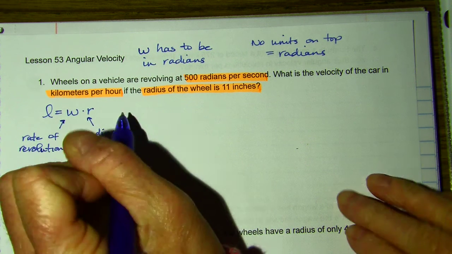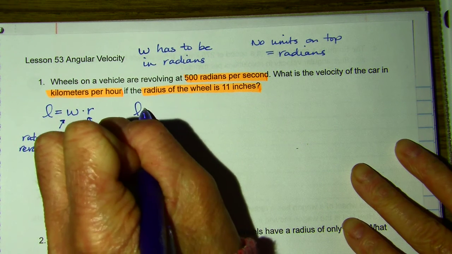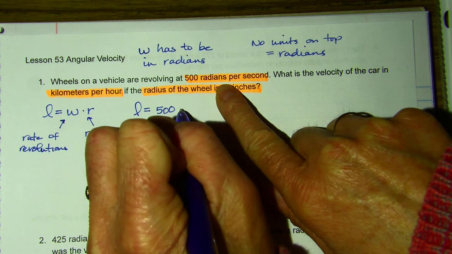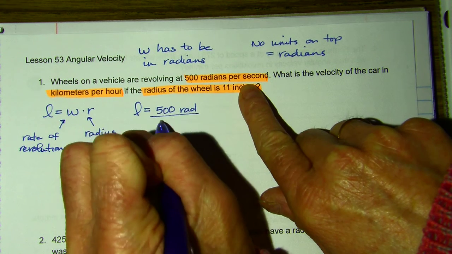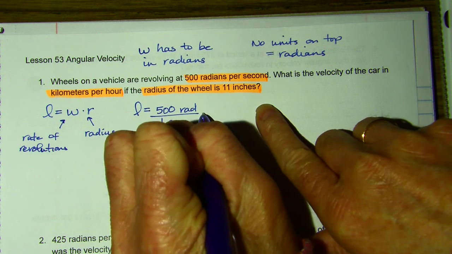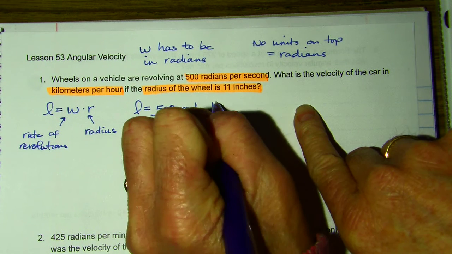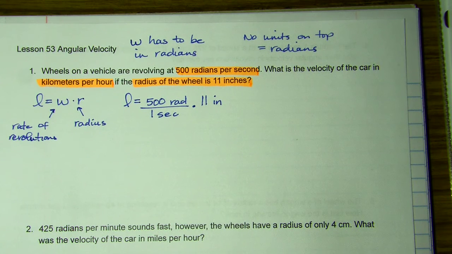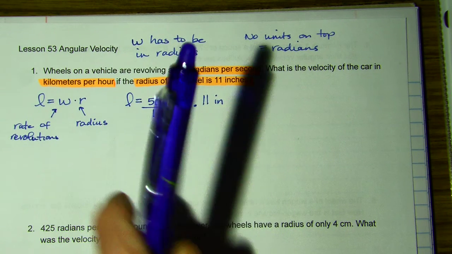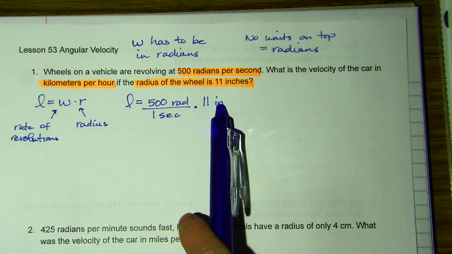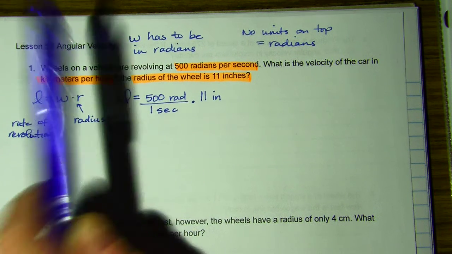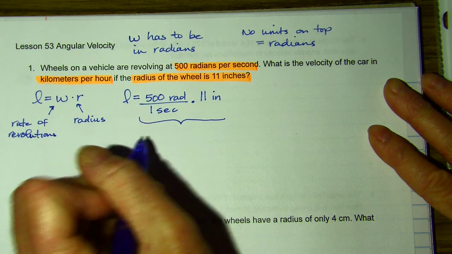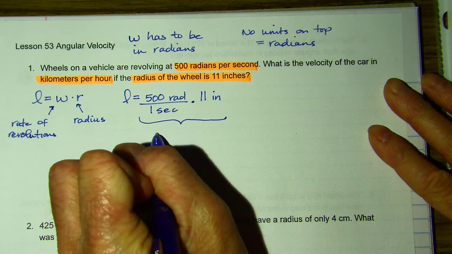So let's set it up. Linear velocity, they have told us, is 500 radians per 1 second times my radius, which is 11 inches. Now notice that they want my answer in kilometers per hour. So I have to convert inches to kilometers and seconds to hours. So this is how you would set it up.